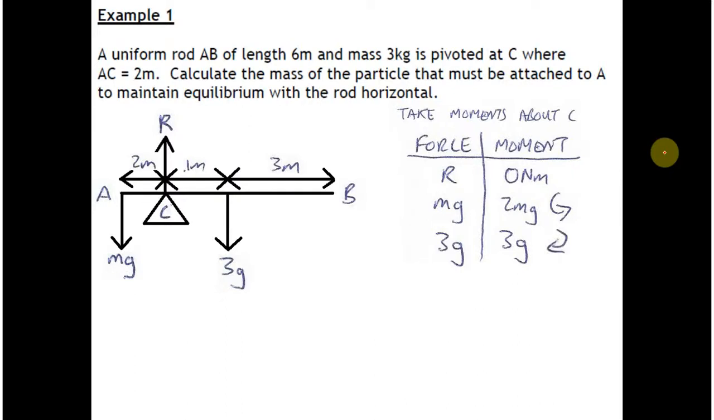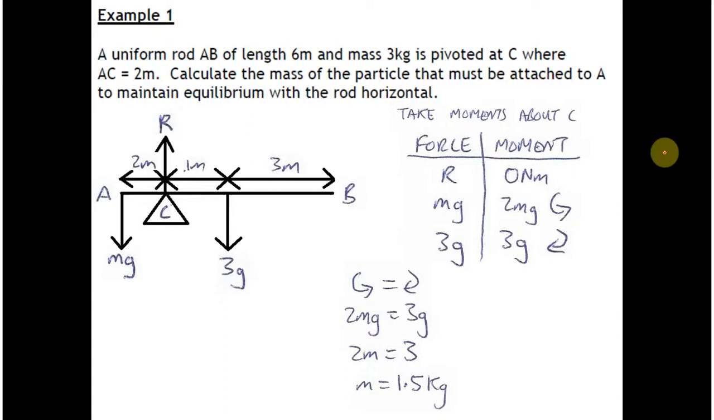Now for equilibrium, the anti-clockwise moment must equal the clockwise moment. So 2mg must be equal to 3g. We can cancel down the g's to give us 2m is equal to 3. Divide both sides by 2. We get that m is equal to 1.5 kilograms.